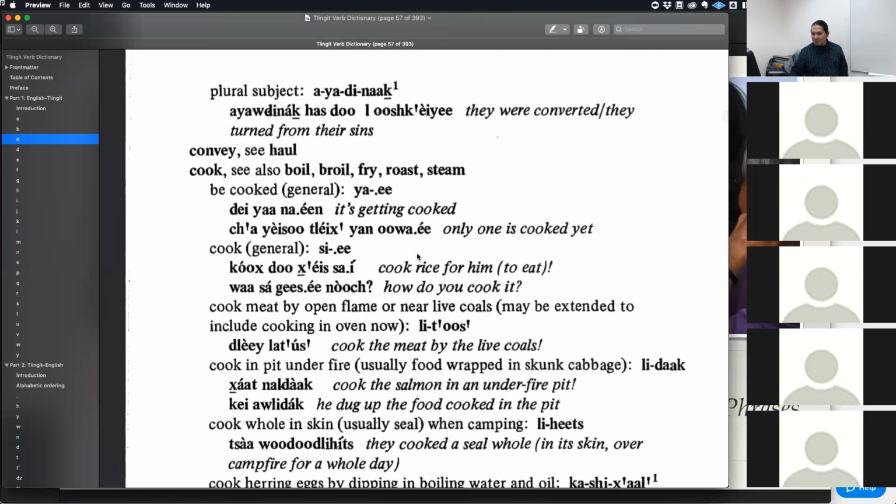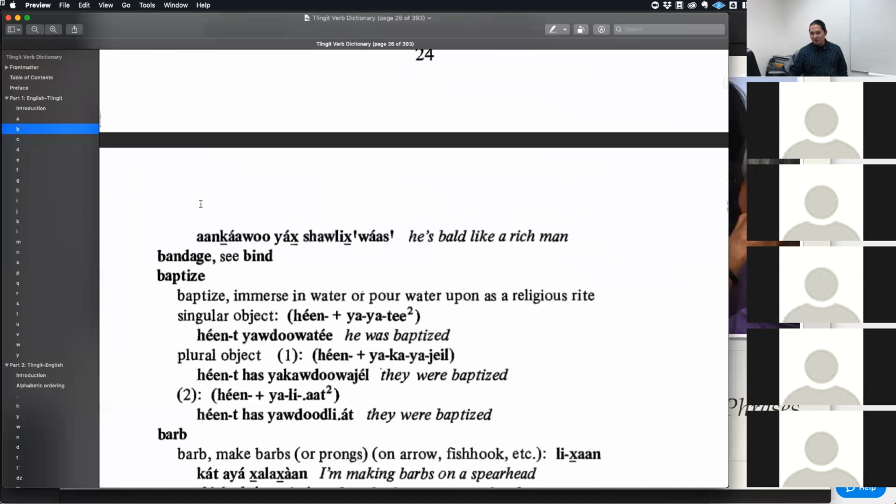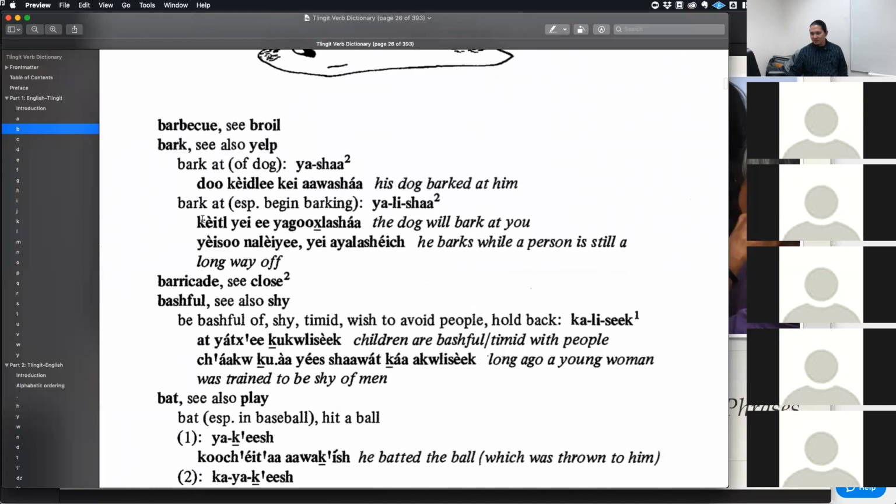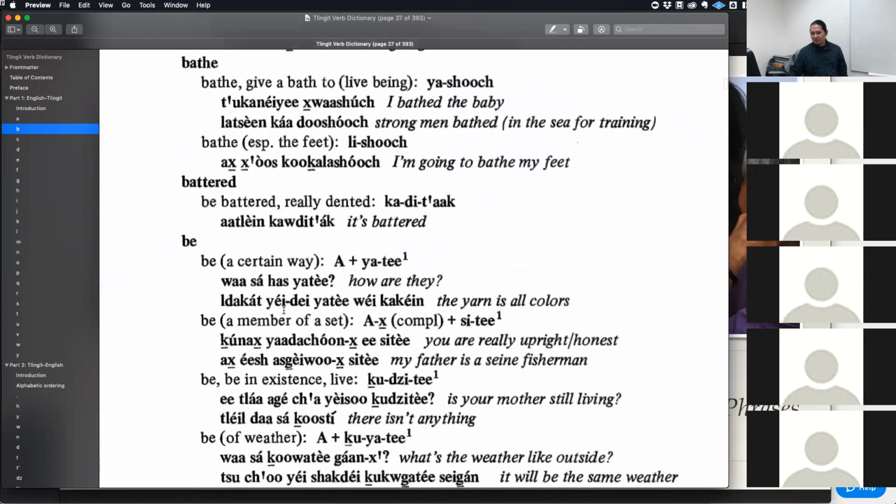And then there's a couple others that aren't in here. So one would be to barbecue. So there's, oh, I guess it's under broil.